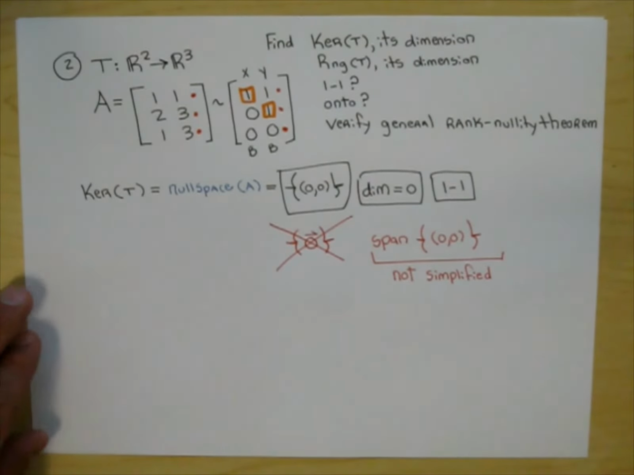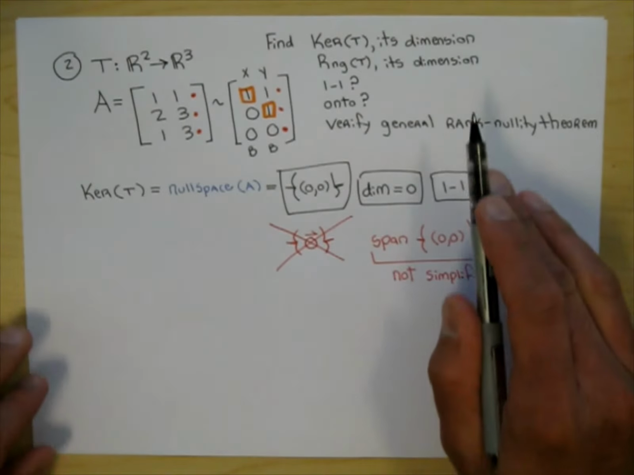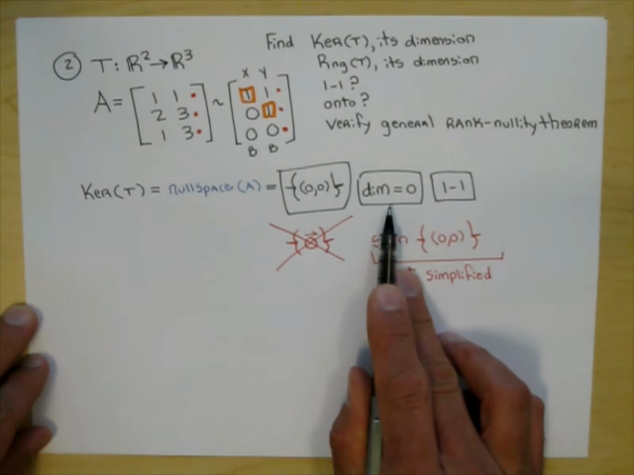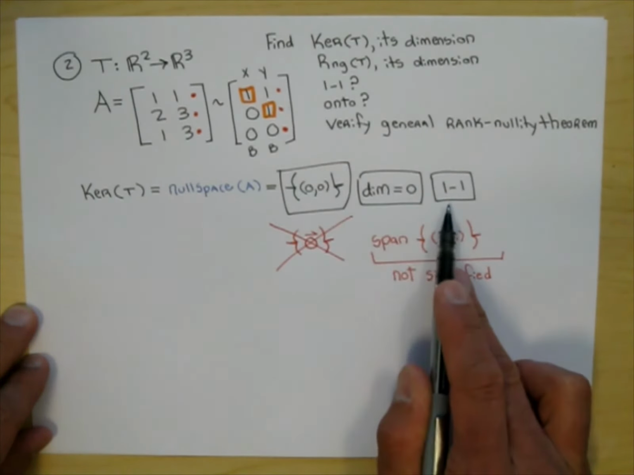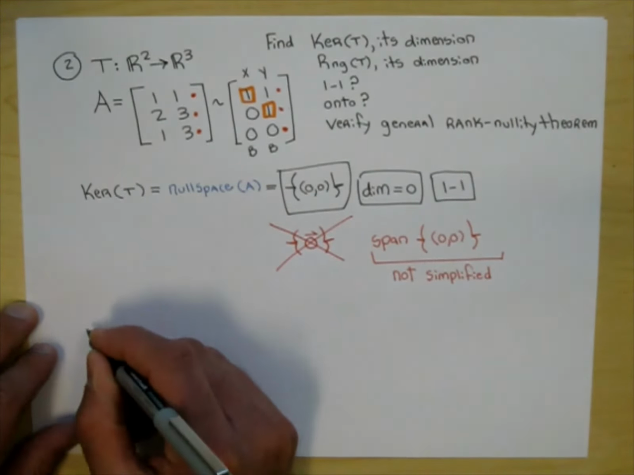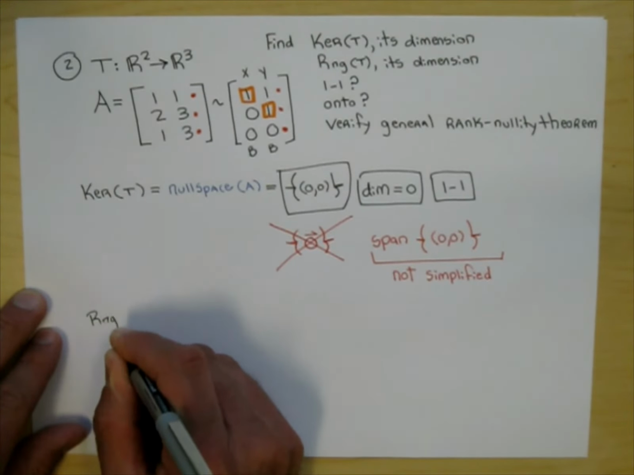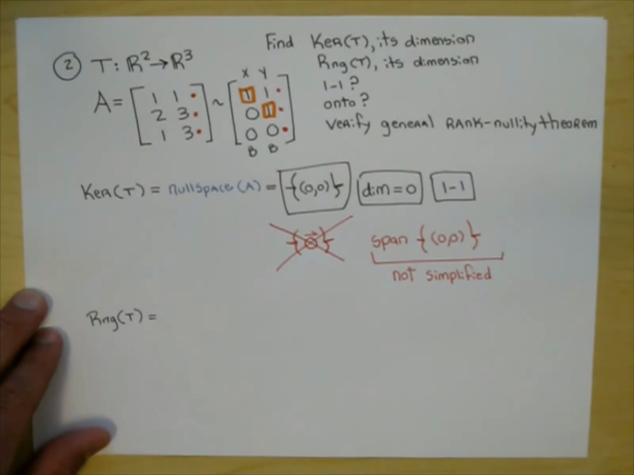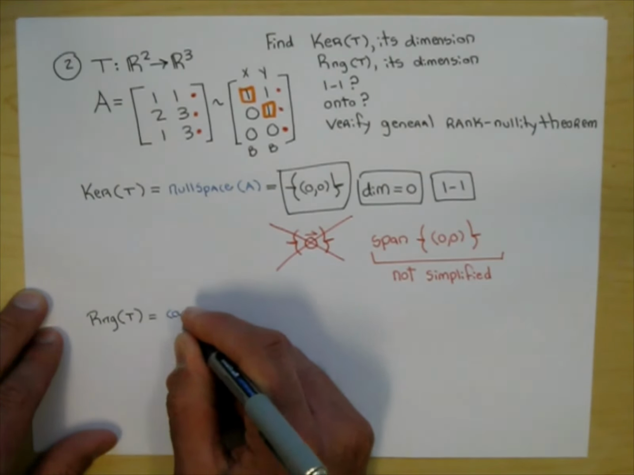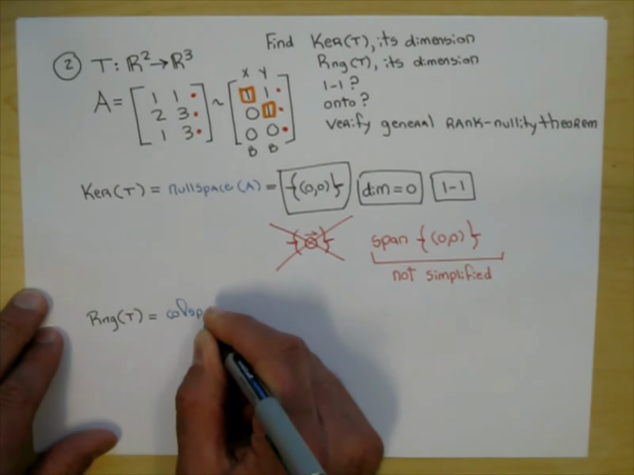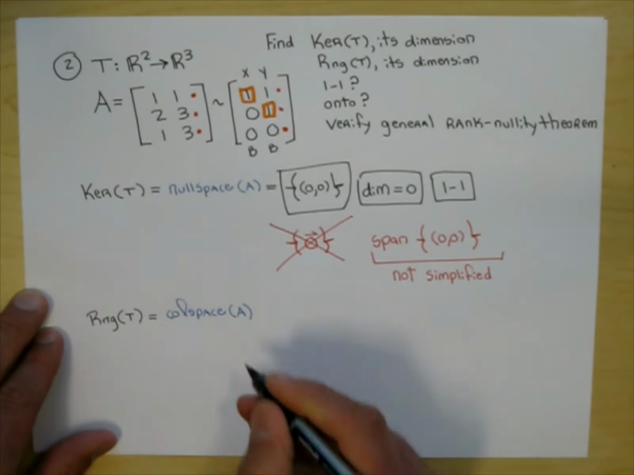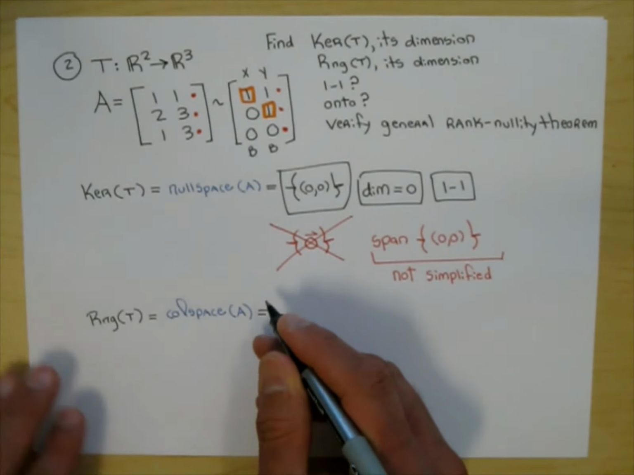And that's one thing that I wanted to say for exams. Let's go ahead, we've already done a few of these: kernel, its dimension. It's one-to-one, yes. So now let's go ahead and figure out the range. The range of our linear transformation happens to be the column space of A. And we want to write our column space as the span of a basis.